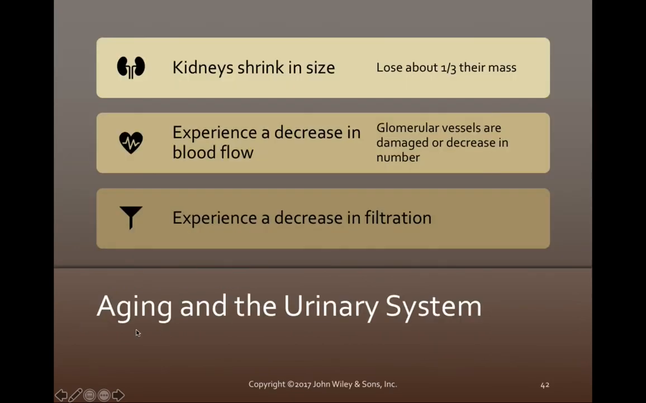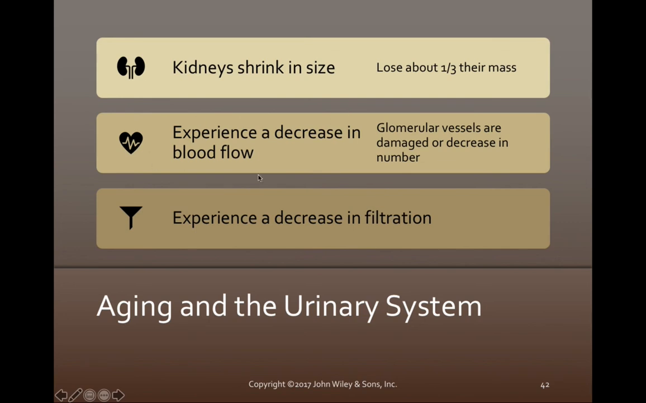So as we age, we're going to see that the urinary system is just as affected as the rest of our body systems. The kidneys will lose a lot of mass as we get older. And one unfortunate fact about the kidneys is that we do not replace our nephrons in the event that they are damaged. Once you lose them, they are gone for good. So it's very important that we take care of these very, very vital organs.